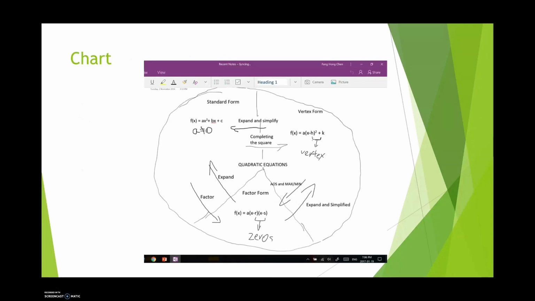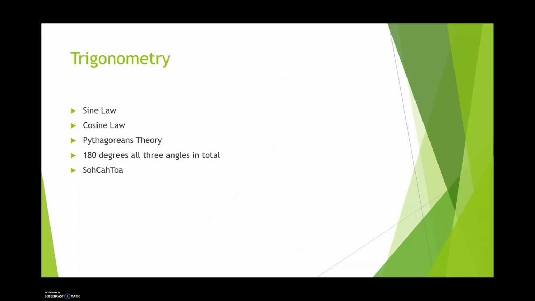After that is this chart. We have to remember every single step clearly, like how to change from standard form to vertex form and to factored form. We always talk about those things, so I hope you can remember them and do well on the test. After that, I'm going to talk about the sine law, cosine law, Pythagorean theorem, 180, and SOHCAHTOA, which is trigonometry.